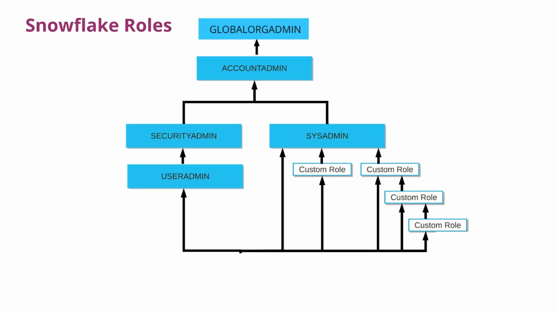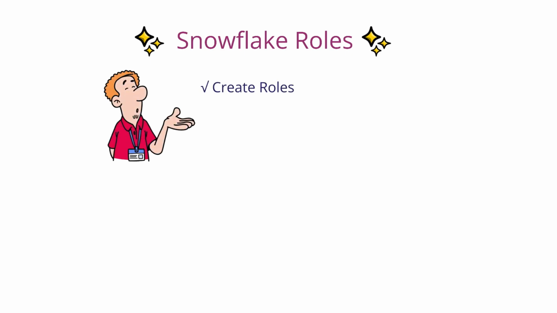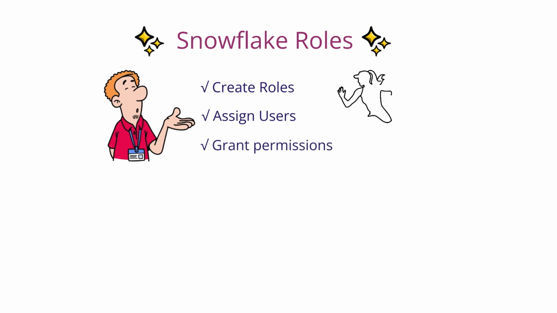That's a wrap on Snowflake roles, from OrgAdmin at the top to public for everyone. You now know who can do what in your account. Now that we understand the different roles in Snowflake, in the next lesson, we'll get our hands dirty and create roles, assign them to users, and grant permissions so you'll see it all in action. See you in the next one.